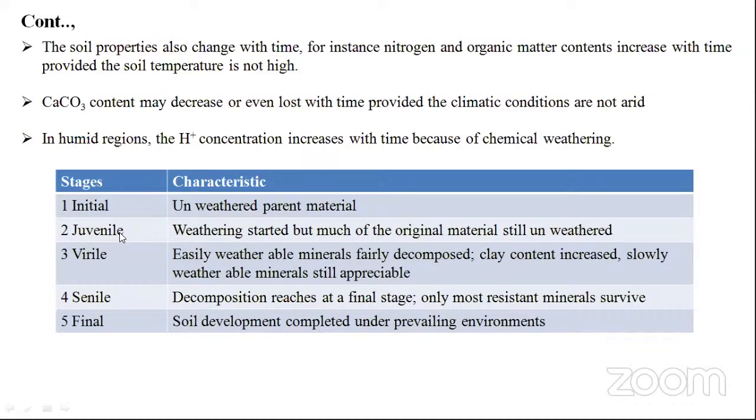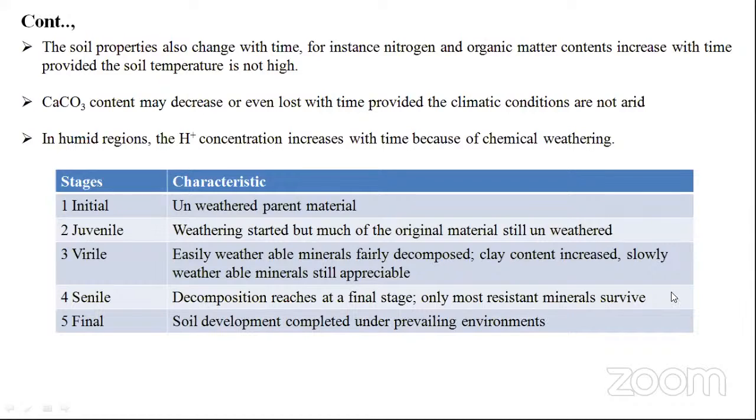Juvenile means weathering was just initiated, but the original material was still almost unweathered, and you can easily identify the original material. In virile, the easily weatherable part was completely decomposed, and clay content slowly increased, with some minerals still appreciable, meaning you can still identify some minerals. If you see these features in a soil, that soil is in the virile stage of time.